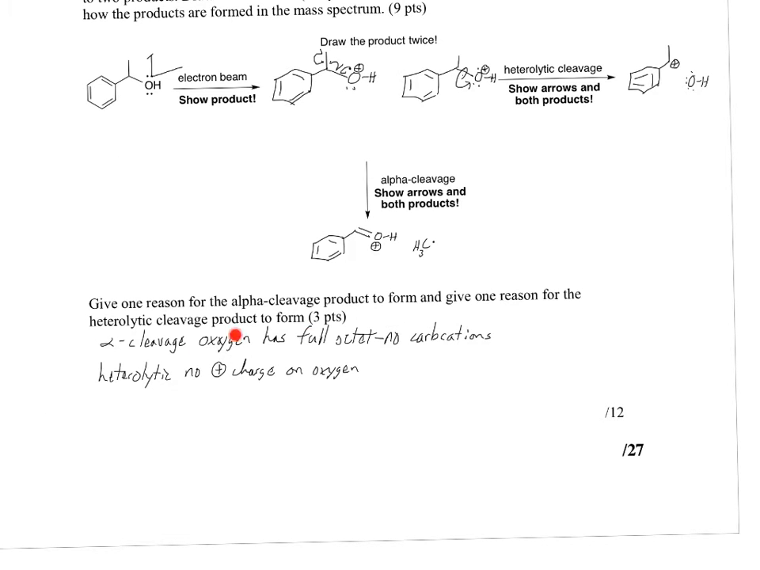So for this one, with the heterolytic cleavage you have a plus charge on a carbon, which is better than a plus charge on oxygen from alpha cleavage, but this has a full octet, whereas this carbocation doesn't, so you could argue either way for either one.